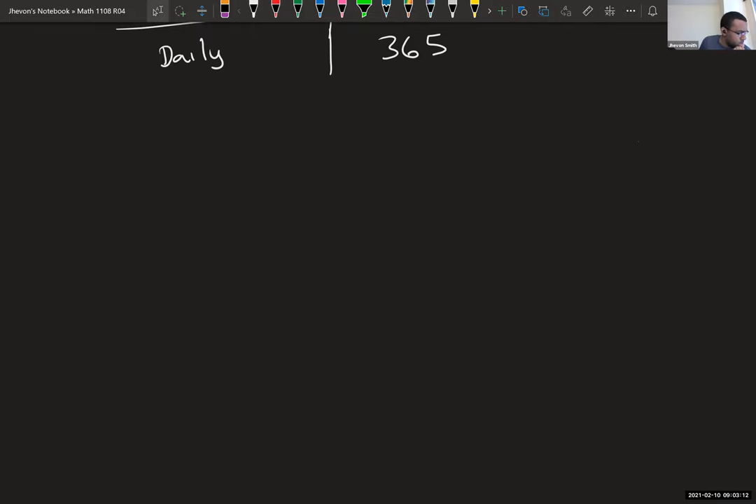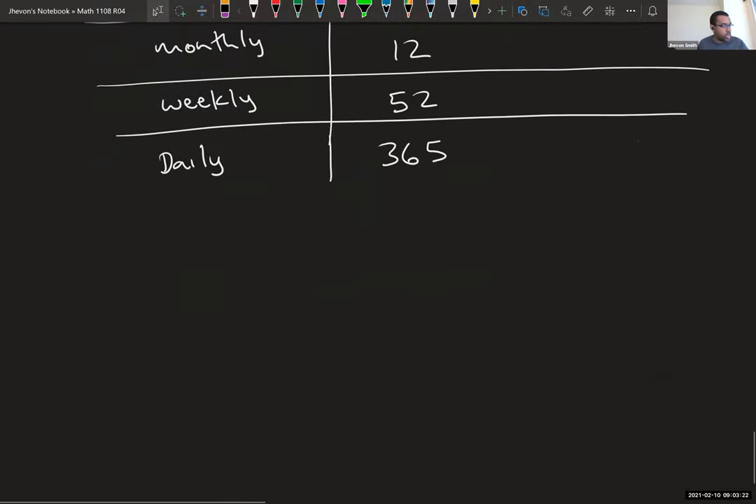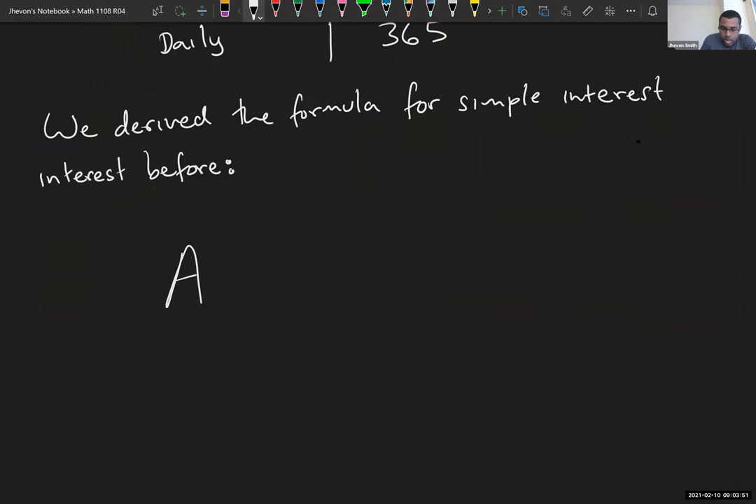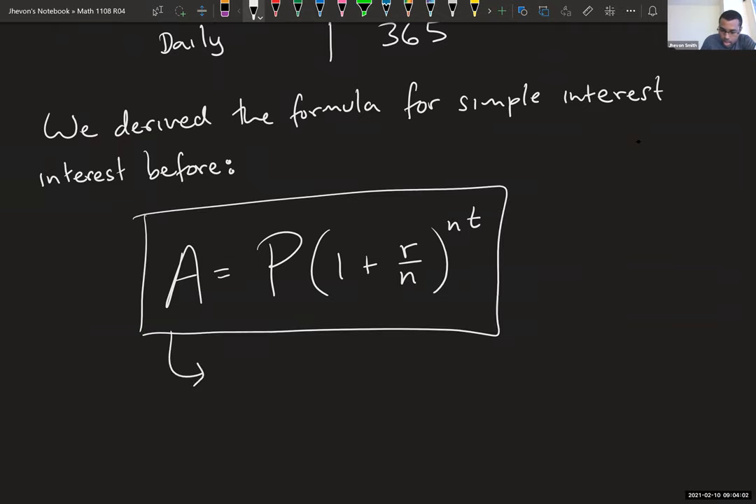Okay, so do I have examples? I mentioned this in the blue. I don't know if I want to mention it again. So we derive the formula. Well, not really derived, but I kind of gave you the idea of how it came about. And it was P times 1 plus R over N to the NT. This is the compound interest formula.